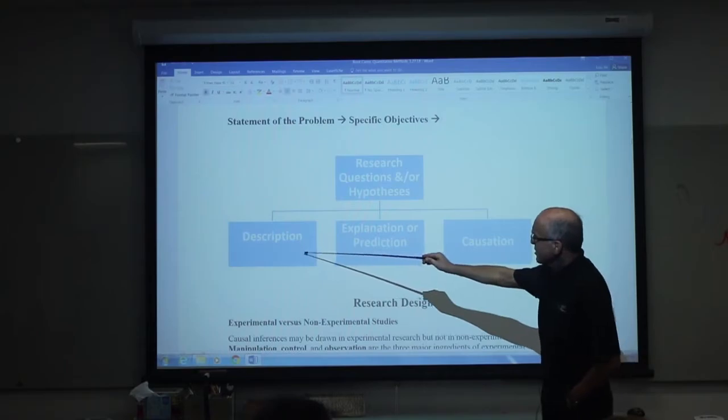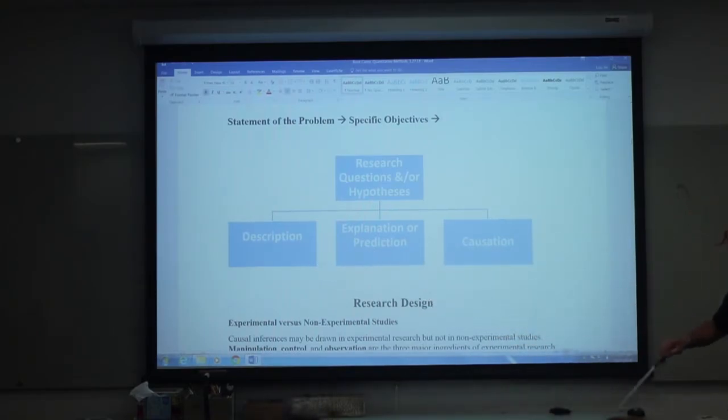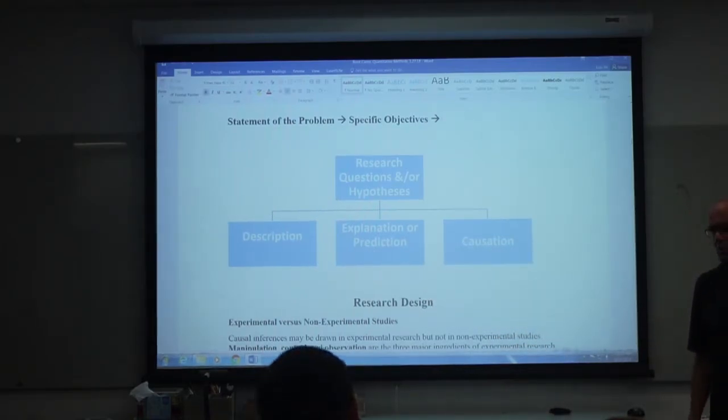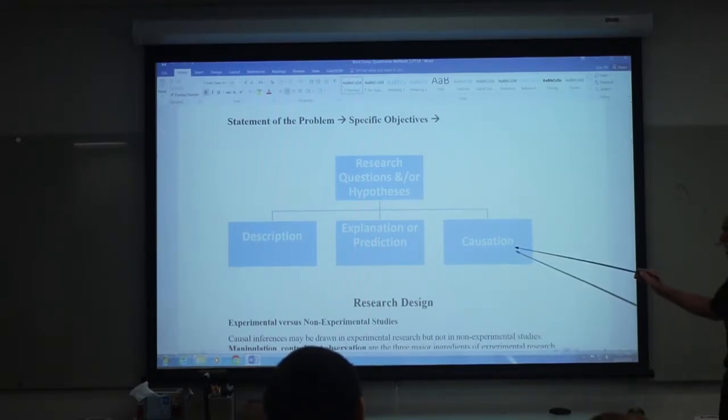So that's one end. The other end is experimental research, when you establish cause and effect. If this, then that. I'm going to talk about this a little more.